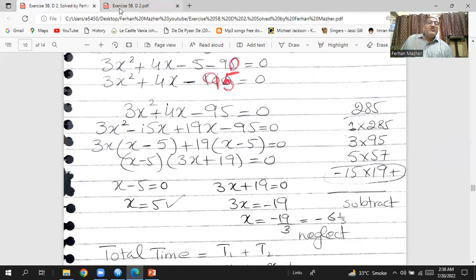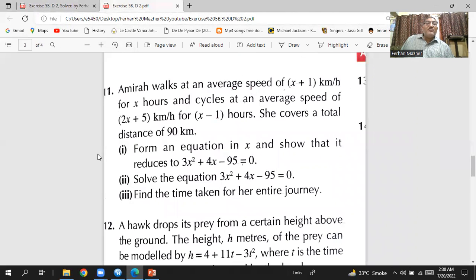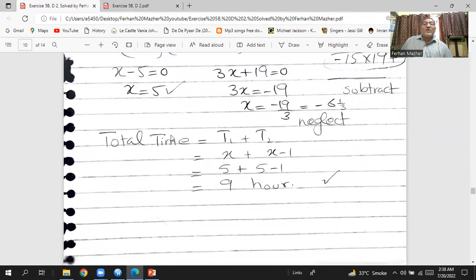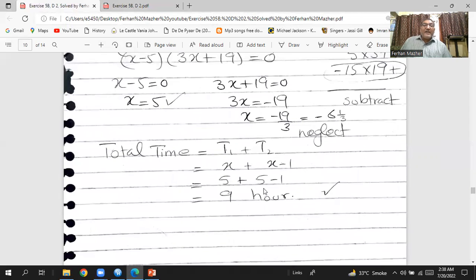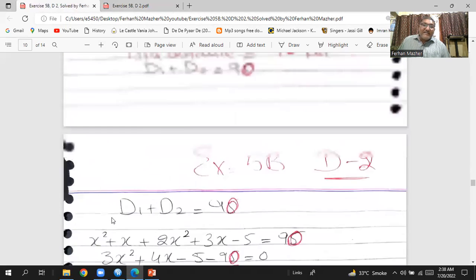Okay. So then they want us to find the time taken for the entire journey. In the first portion, the time was x, and in the second portion, the time was x minus 1. So the total time taken will be x plus x minus 1. The x value is 5, so 5 plus 5 minus 1. It will be 10 minus 1, and it will be 9 hours. So the total time taken for the whole journey is 9 hours.